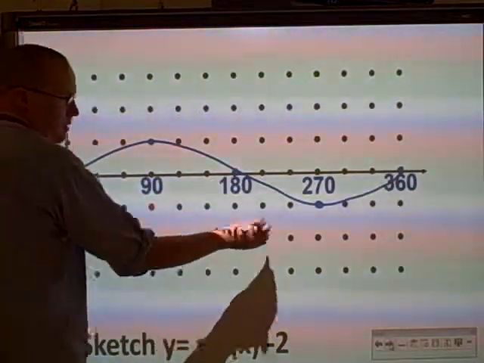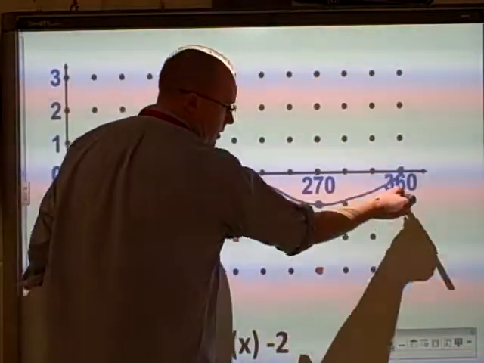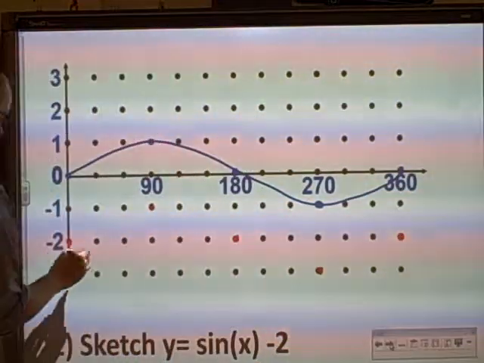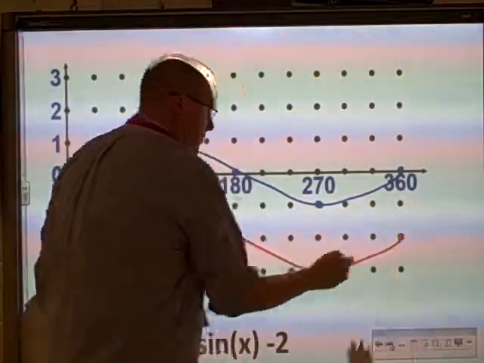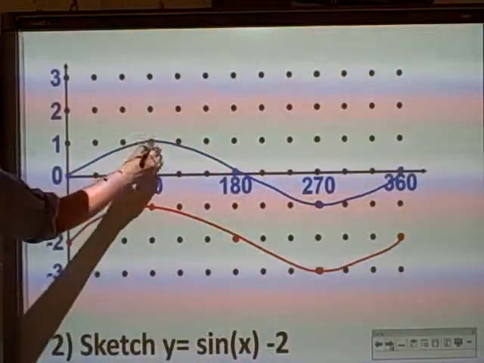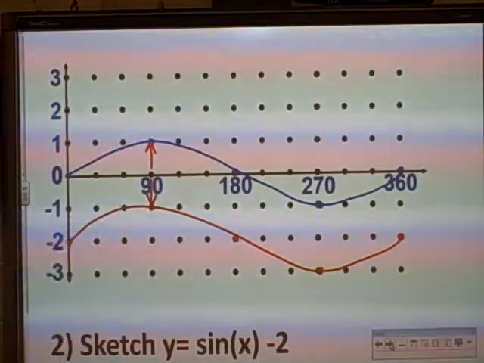This one says minus 2, so we're going to take each point and move it down 2 places. Then we can go ahead and draw in the new points, and we should be able to see that for every point this has just been moved down 2 places.